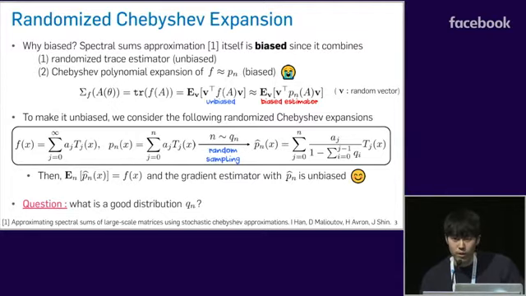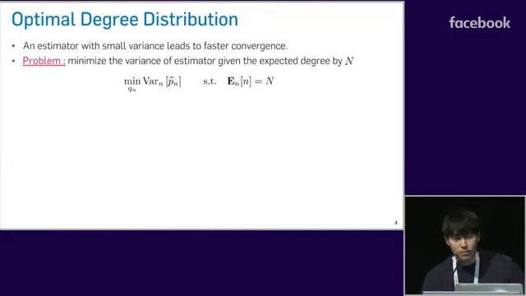Now, a natural question is, what is a good degree distribution? To this end, we aim for designing an estimator with small variance, which is expected to give faster convergence using SGD. In particular, we consider a variance minimization problem for a given expected degree n. Without this condition, one can choose polynomial degree arbitrarily large, then variance of the estimator can be arbitrarily small. So this assumption is valid.